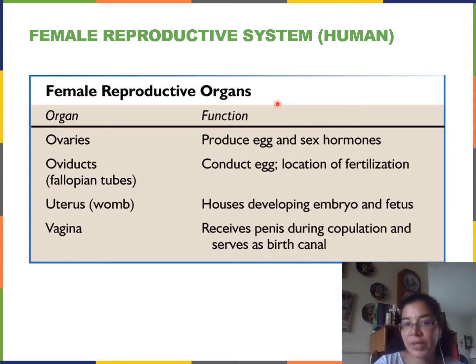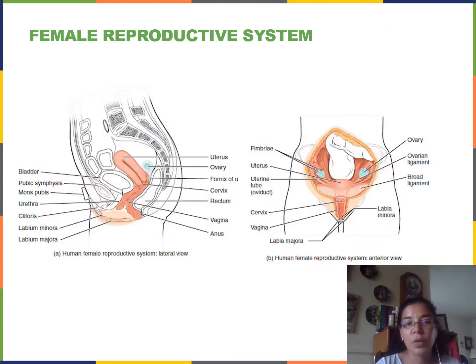So for the female reproductive system, again, we're concentrating on human, we have the organs: the ovaries, the oviducts, also called fallopian tubes, the uterus, which we also know as the womb, and the vagina. Looking at the diagram of these female reproductive structures, figure A on the left, we have a lateral view, a side view, and on the right, we have a frontal view, looking straight at the front view.